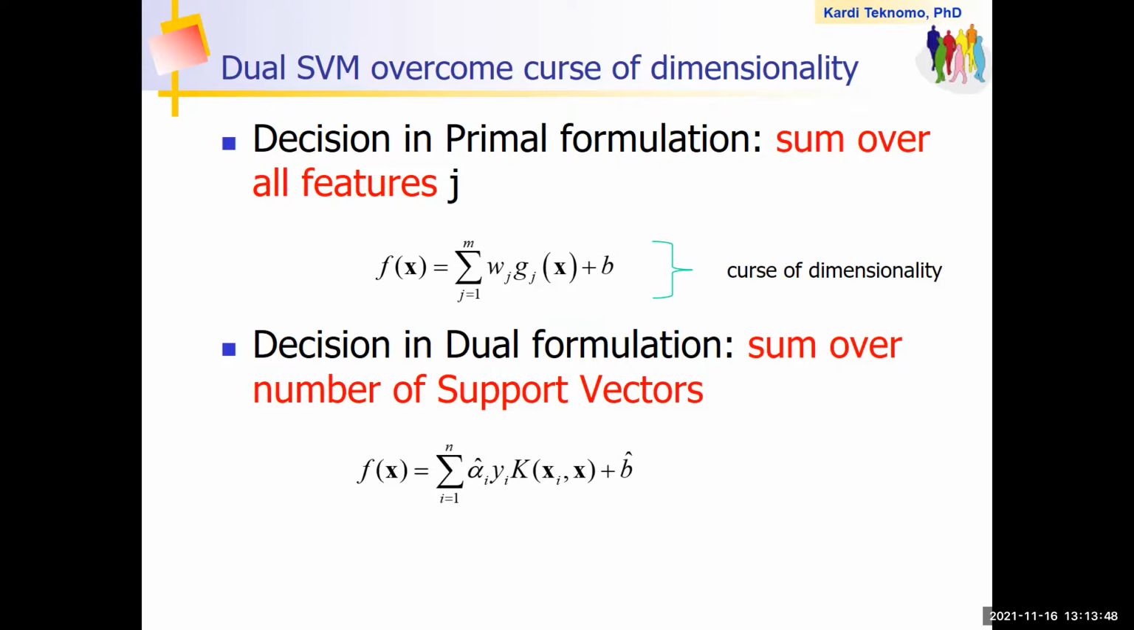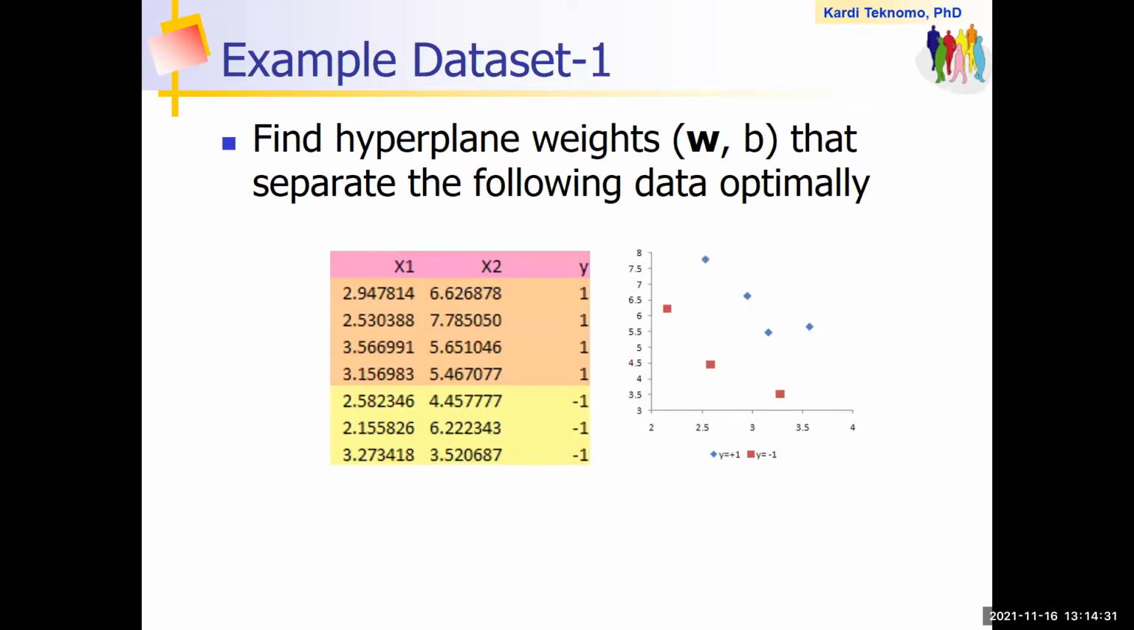why do we use the dual? Because if you use the dual, you can overcome the curse of dimensionality. If you use the primal formula, you will sum over all the features. That means you will have what is called the curse of dimensionality, because if you have many features, you will have a problem in computation. But if you use the dual, you only sum over the number of support vectors. This support vector is the alpha here. So that's why this is much less computation, computational wise.